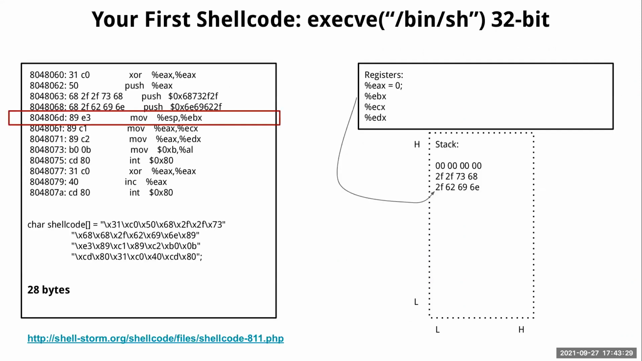Then after this one, we have move ESP to EBX. Because there are two pushes, after the second push, ESP points to here. Now we move ESP to EBX, so EBX points to it. So EBX points to the string, right? So EBX has the address of that string. And remember in system call, EBX is the first argument. Yeah, question?